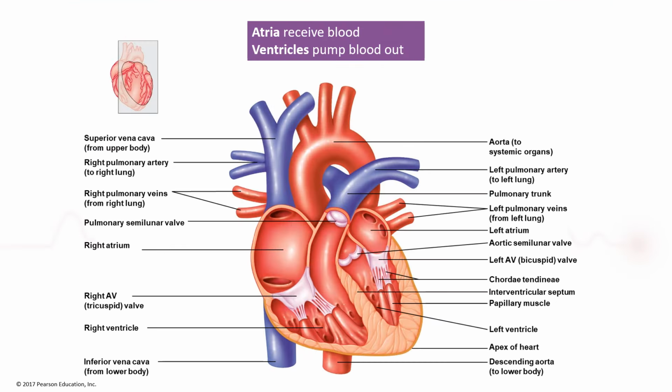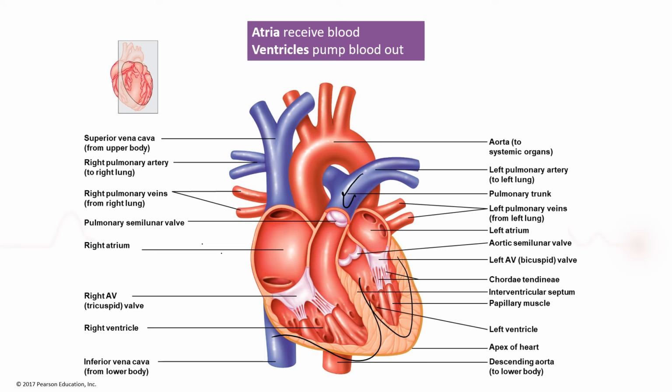So here we can look at it collectively. When the left and right ventricle contract, blood is going to move from the left ventricle through the aortic semilunar valve up into the aorta, and blood is going to move from the right ventricle through the pulmonary semilunar valve into the pulmonary trunk.